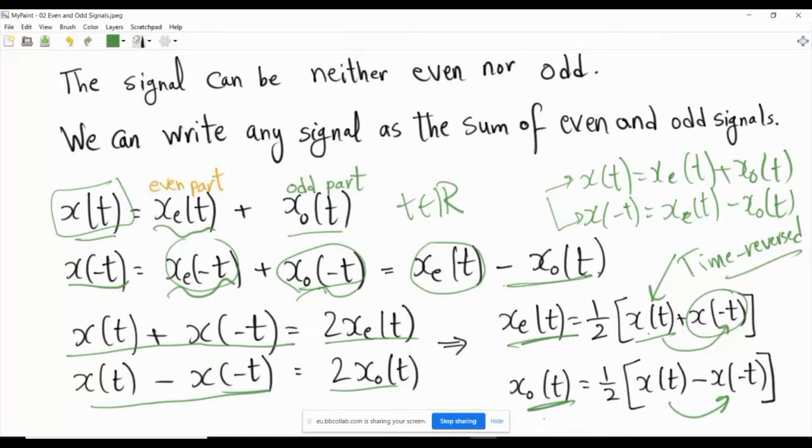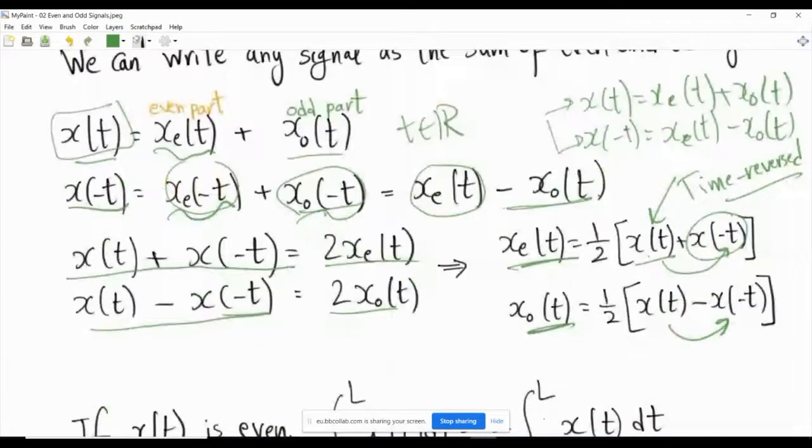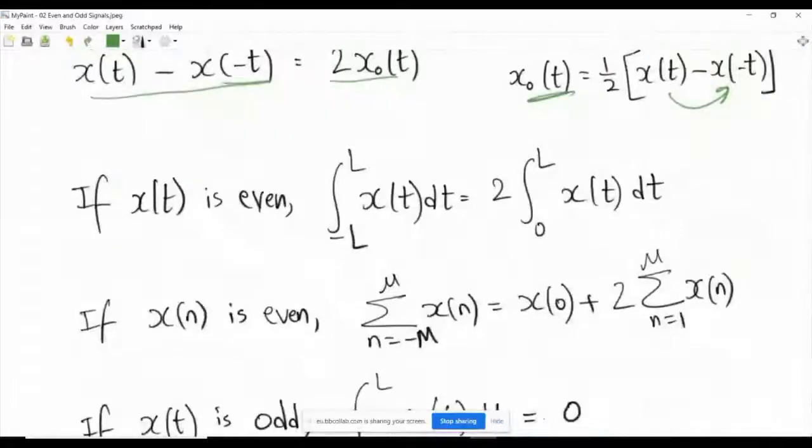So in some problems, it is convenient to do this type of decomposition. Take a signal, and rather than dealing with the signal directly, decompose it into two parts, one of them even and the other odd. Sometimes it's useful, sometimes it's not, but it is something that may be useful in some problems.